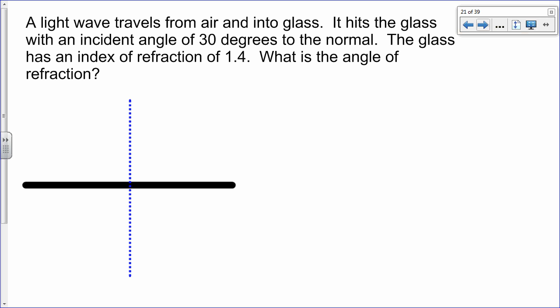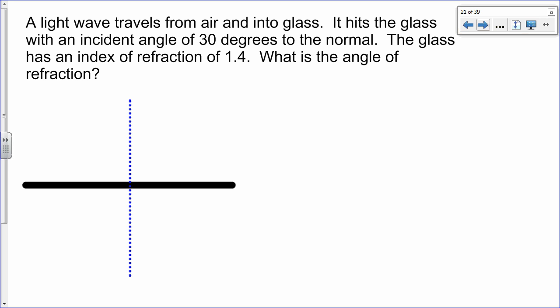Yes, please draw it. The glass has an index of refraction of 1.4. What is the angle of refraction? So we know that the light wave is going to bend when it hits the glass. We want to know how much it is going to bend. What is the angle of refraction going to be?